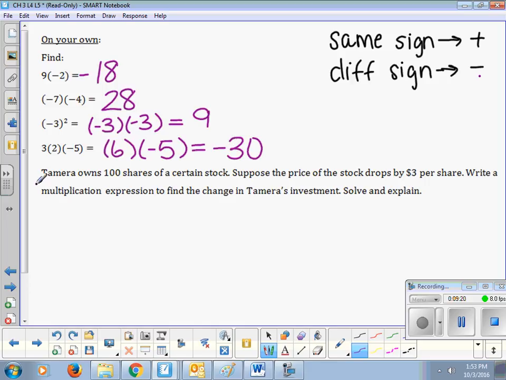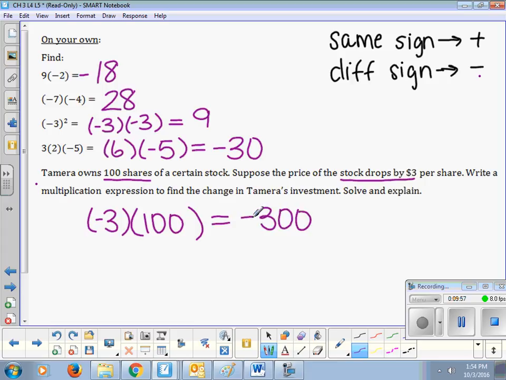Okay, for our word problem, Tamara owns 100 shares of a certain stock. Suppose the price of the stock drops by $3 per share. Write a multiplication expression to find the change in Tamara's investment. If it's dropping by $3, how do we represent that as an integer? Negative 3. And how many shares did she own? 100. So we're going to multiply these two values. Negative 3 times 100 gives us, and we have different signs, so our answer is negative 300.